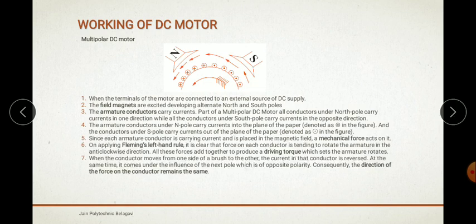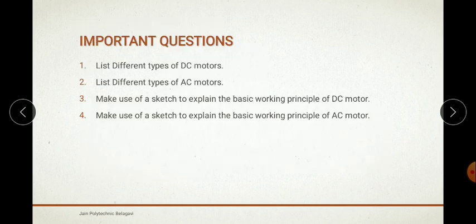Next are the important questions for the examinations. Basically, there are four important questions that are mainly asked in the examinations.